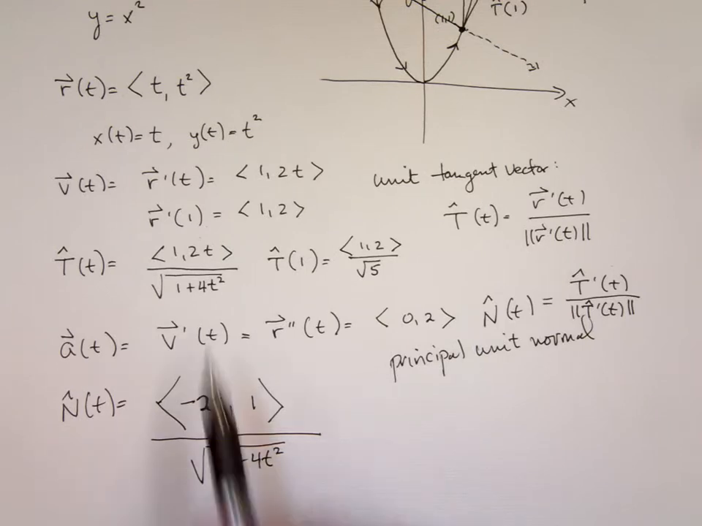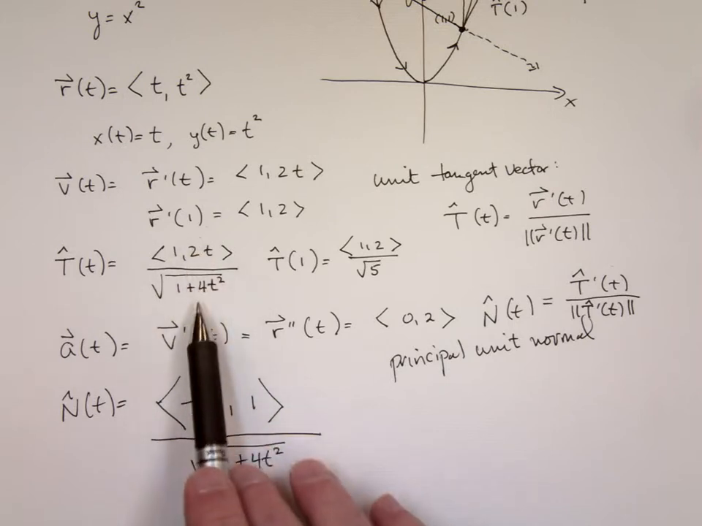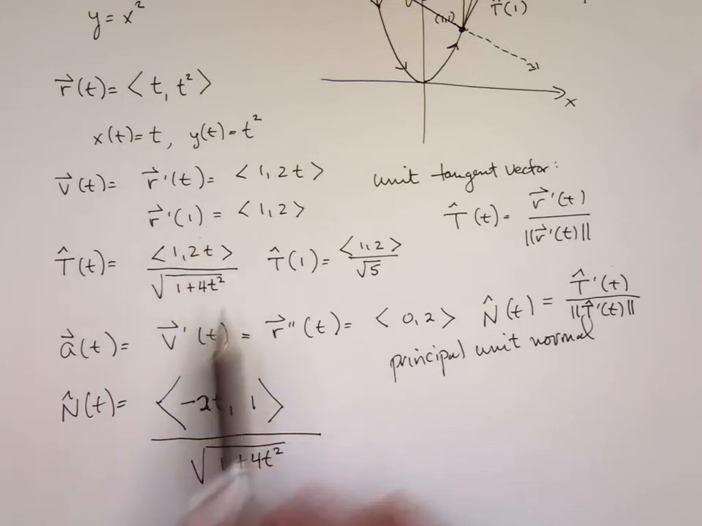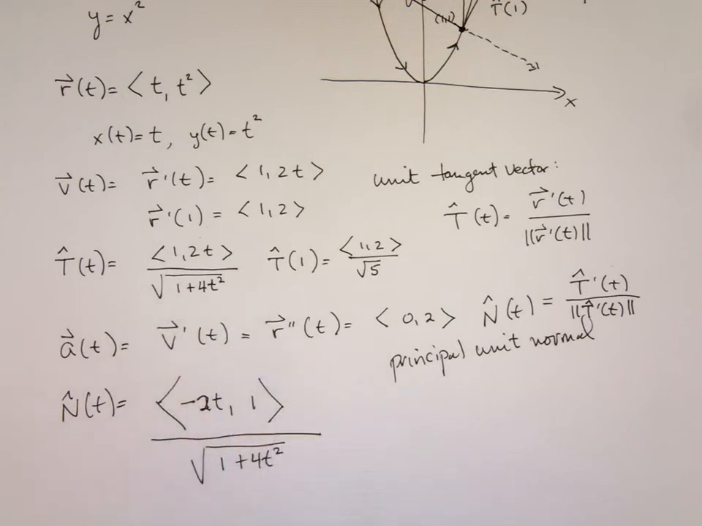If you had taken the derivative of this, 1 over this, and the derivative of that, this quotient rule, and then divided by the magnitude of that derivative, you would eventually get to this. But it's a lot of algebra and calculus to get there. You definitely want to do it this way.